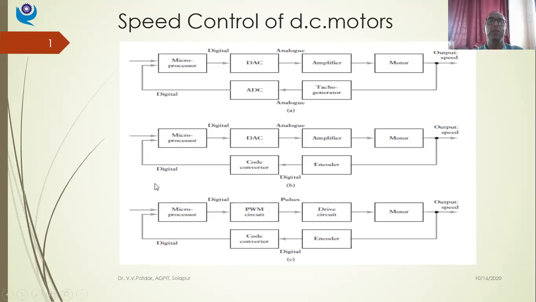So this is how the speed control works. What are the changes here? Other things are the same. The only thing is that the control elements have changed. So this is how the speed control system of a DC motor works.